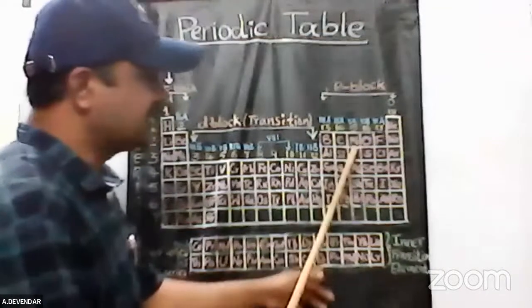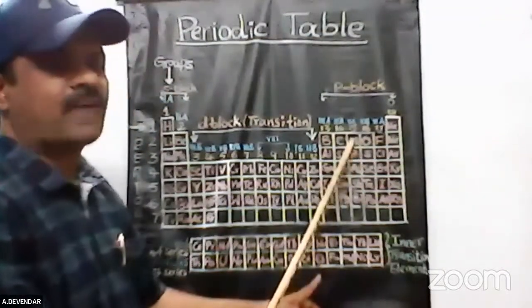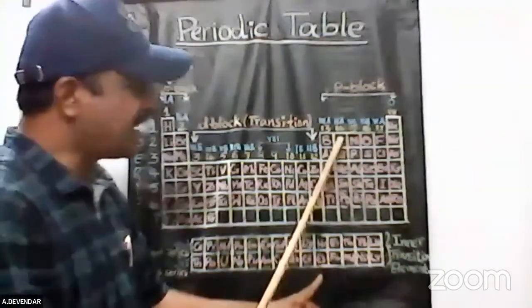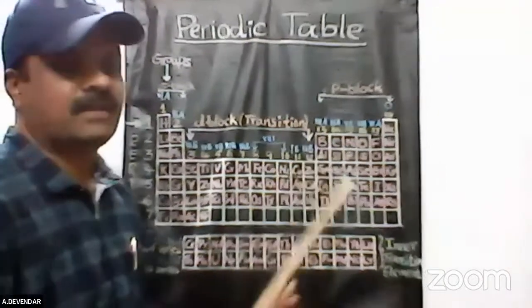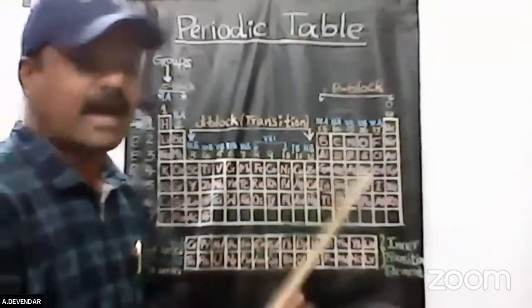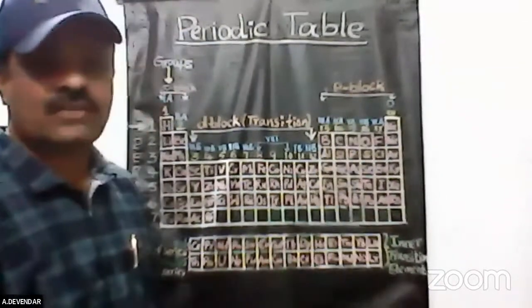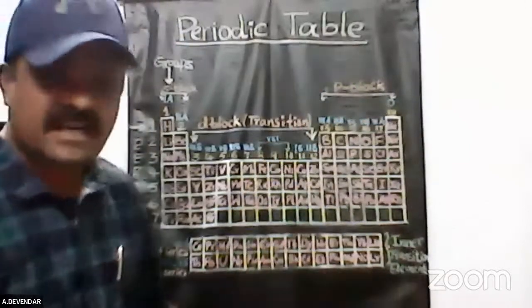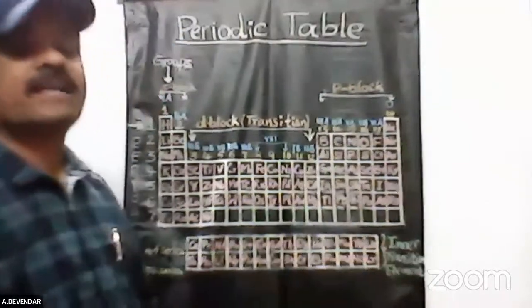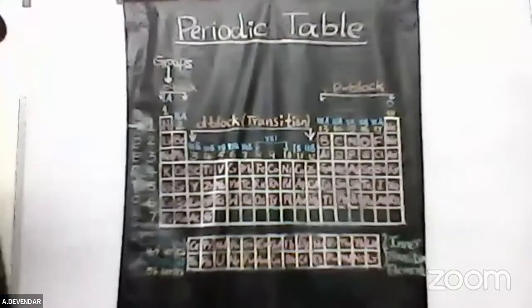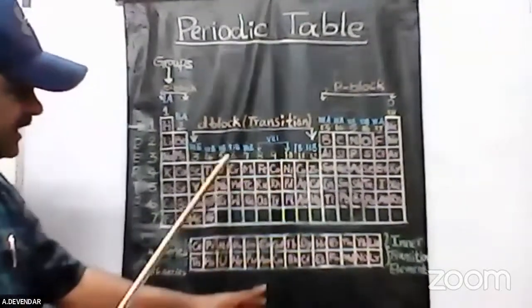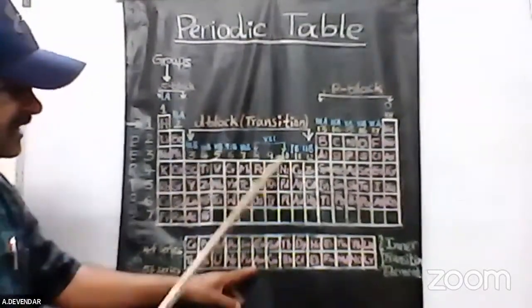Sir, what about this one? This is the nitrogen family, this is the carbon family, the boron family. Nothing else is there. If you want to ask me, the 15th group is the nitrogen family, the 14th group is the carbon family, the 13th group is the boron family. Okay, you have to remember. Now coming to this one, the block elements 3, 4, 5, 6, 7, 8, 9, 11.